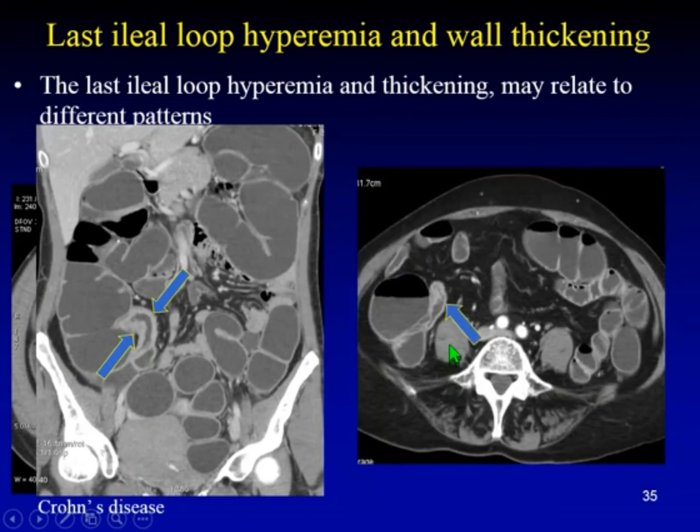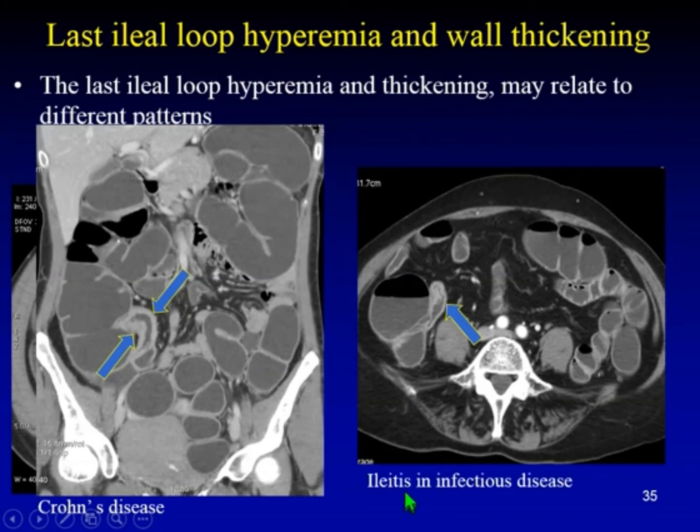In this second situation, look at this. We have hyperemia, but we do not have a multilayered aspect, nor thickening. More difficult, not oncologic, probably of infectious origin. In effect, it was an ileitis.